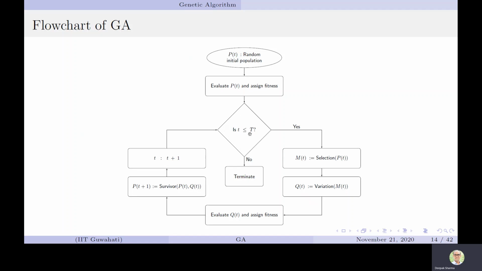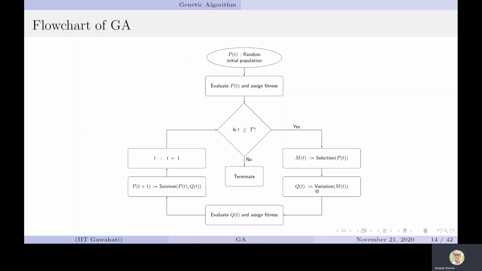So if small t is smaller than capital T, yes, then we do selection. So we will understand what is selection. Then there is a variation. This selection is based on Darwin's principle, selecting good solutions. Variation means crossover and mutation because we have to change the solution.